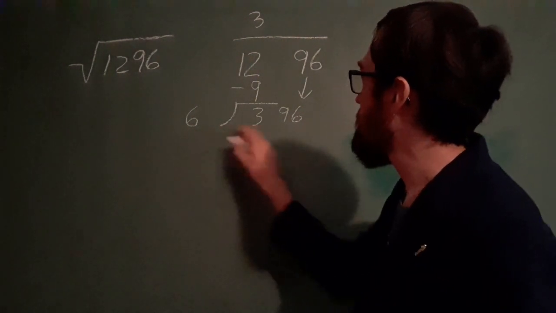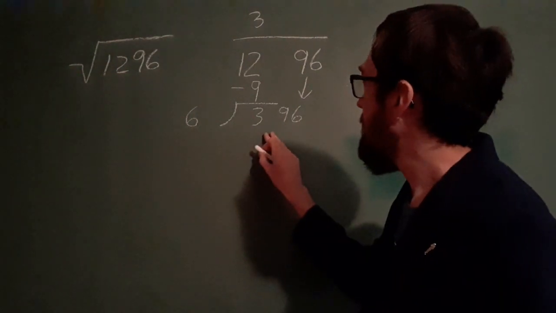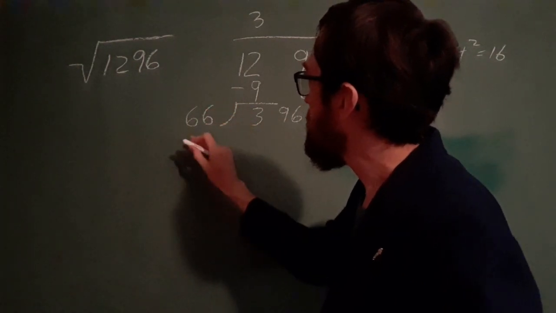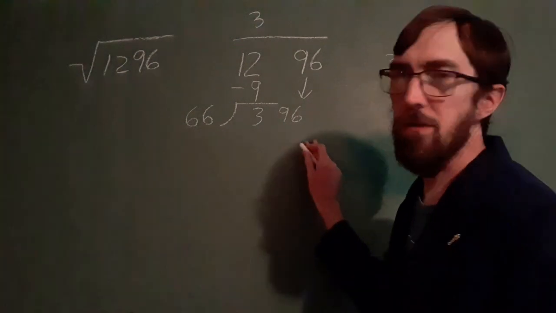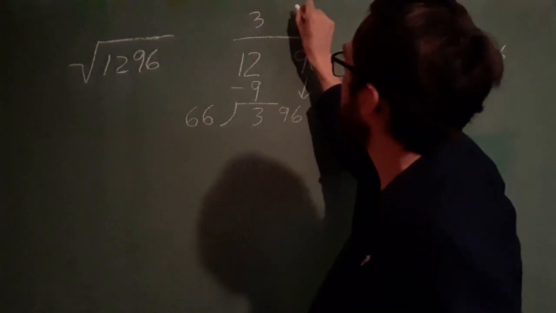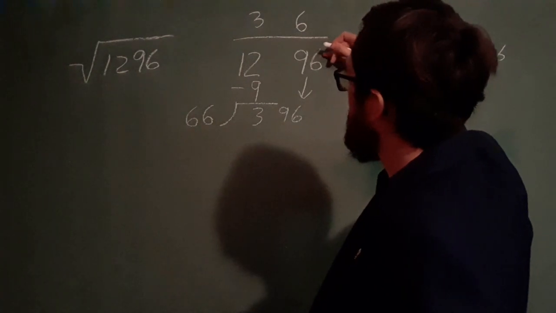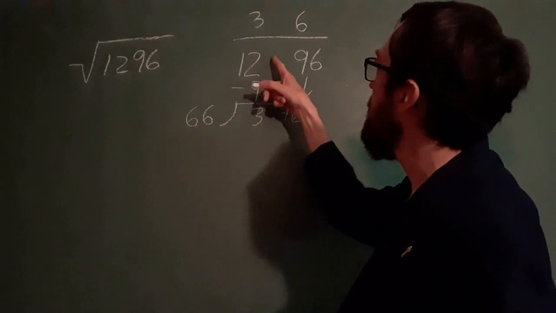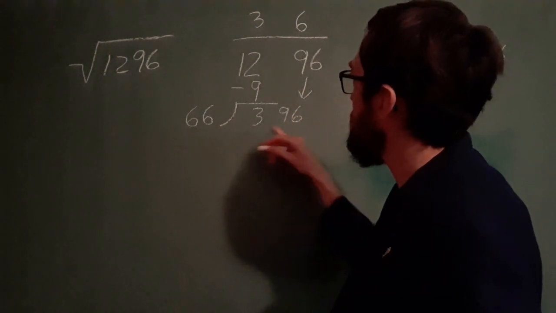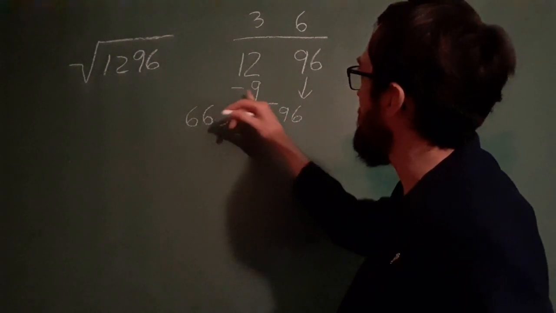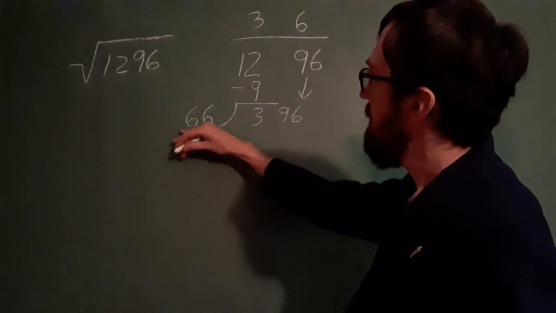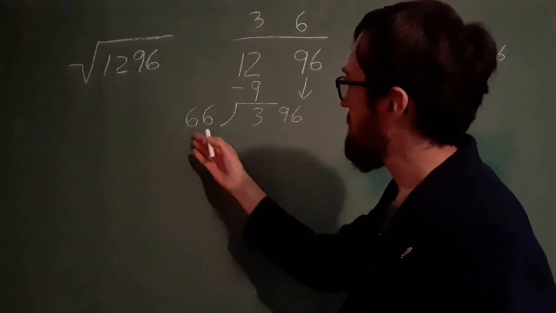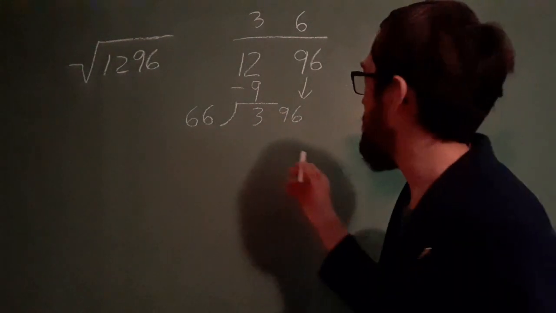6 won't go into 3, but 6 will go into 39. 6 will go into 39 6 times because 6 times 6 is 36. So we're going to fill in a 6 here. So we're really looking at 66 divided into 396. And we're also going to write a 6 up here over the 96. So we write the 3 over the 12, and we look for the closest square going into 12. And then as we bring down 96, we add this 396, which is the remainder here, plus these terms. We're going to divide 66 into this. So it turns out 66 times 6 is going to be the number that we need.